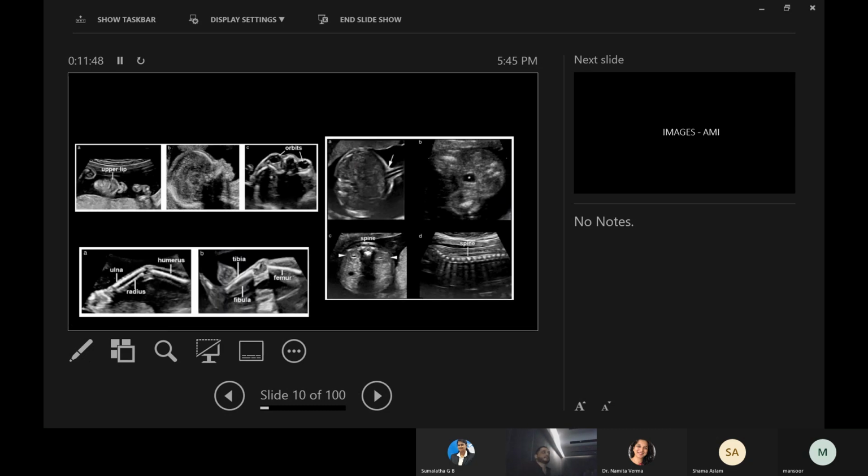Now, this is the set of all face images. So the lips, coronal, sagittal for the orbits with the lenses, the upper and the lower limbs, the cord insertion, the bladder, the kidneys, and again the spine. In this view of the spine, the sacral tilt is very important to rule out sacral agenesis, caudal regression syndrome, all those things.